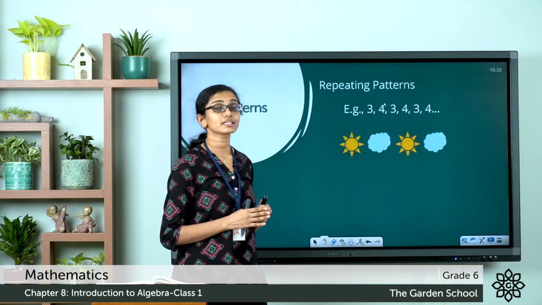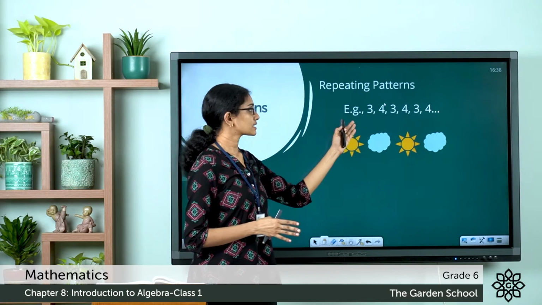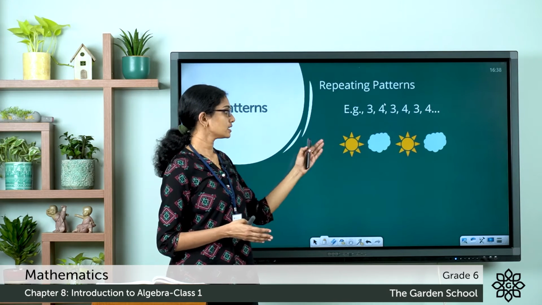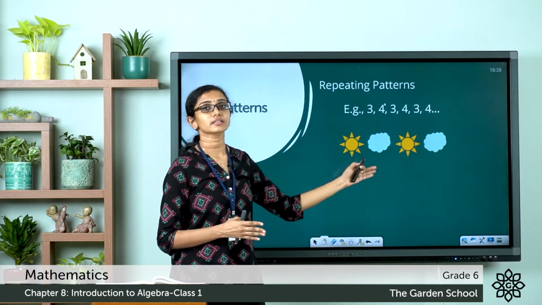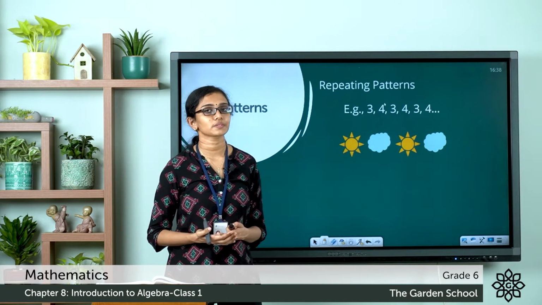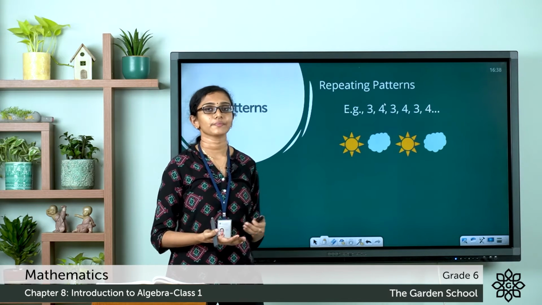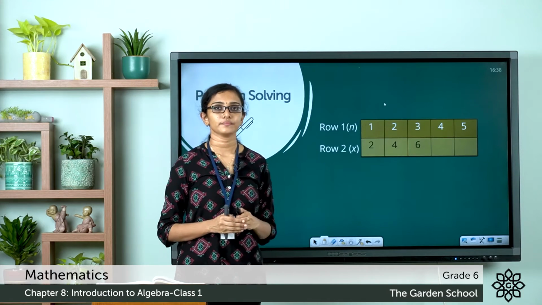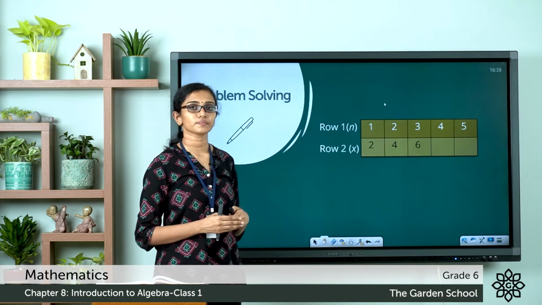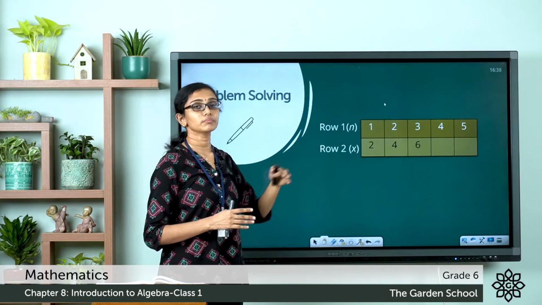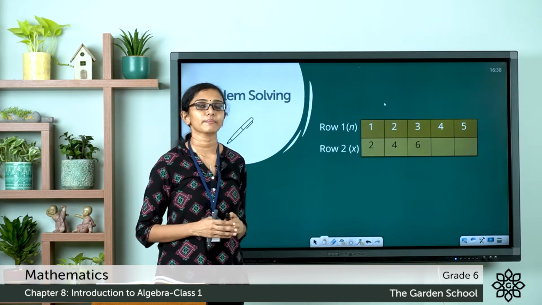The first one in this mathematical pattern, here you can see the numbers 3 and 4 are repeating again and again. And here the symbols for sun and cloud are repeating. So that's about the three different types of patterns that we usually see. Now here, I have a table and it has got two rows. You can see the numbers in the first row and the numbers in the second row follow a pattern.